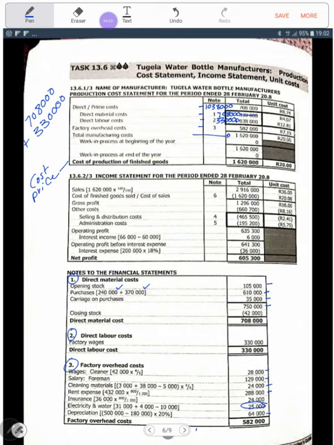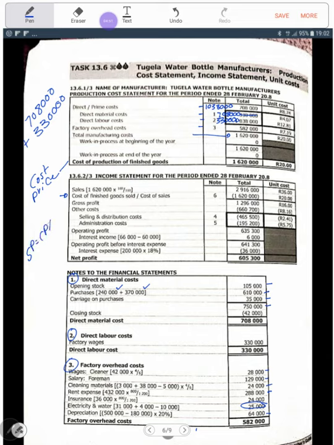So what are you going to do? You're going to go to your income statement and you're going to put it over there. Cost of finished goods sold, or your cost of sales, 1,620,000. Simple, isn't it? All right. Then we are going to obviously work out our selling price. How do I work out selling price?